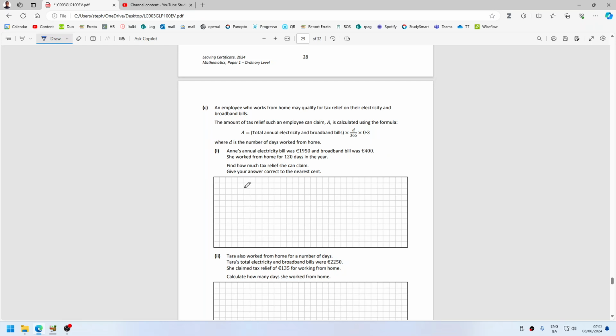Okay, an employee who works from home may qualify for tax relief on their electricity and broadband bills. The amount of tax relief an employee can claim is calculated using the formula: the total amount of electricity and broadband bills times D over 365 times 0.3, where D is the number of days worked at home.